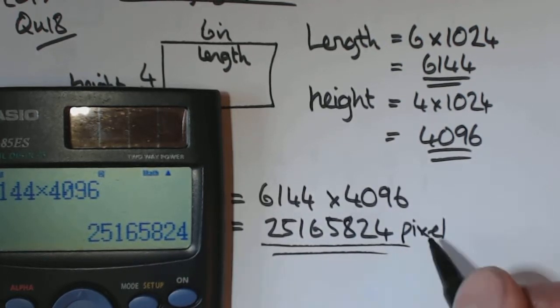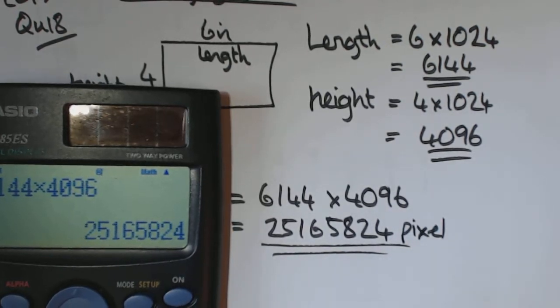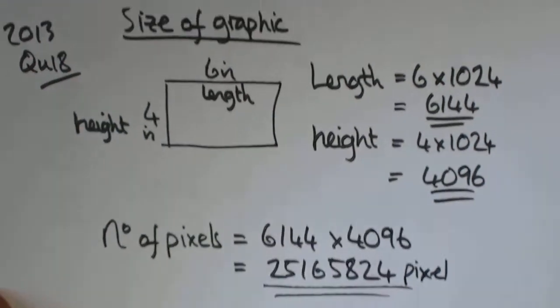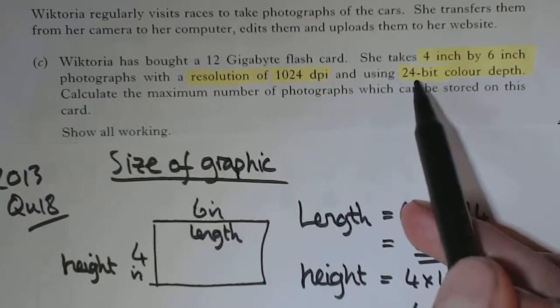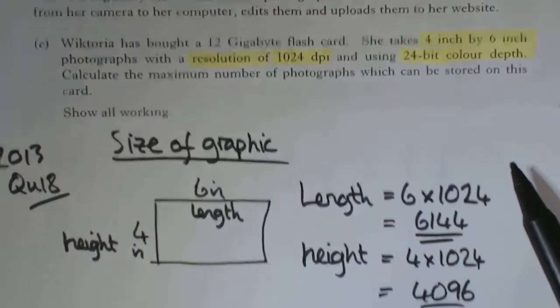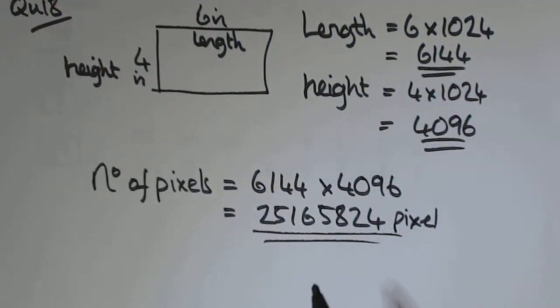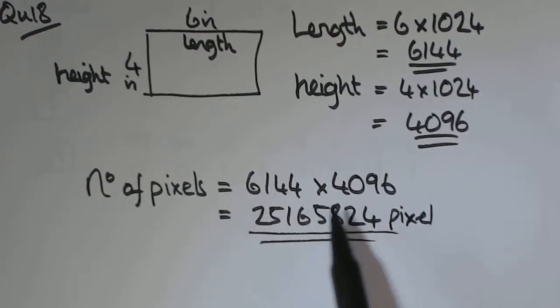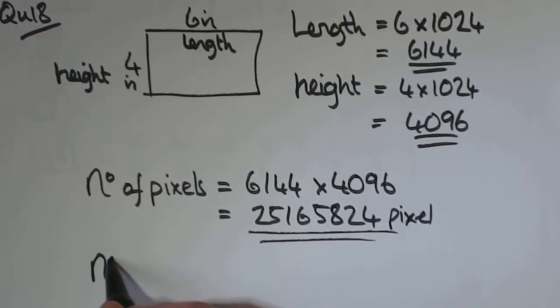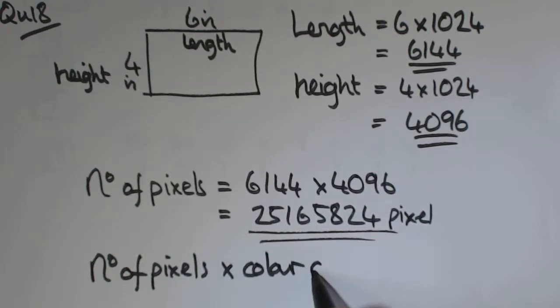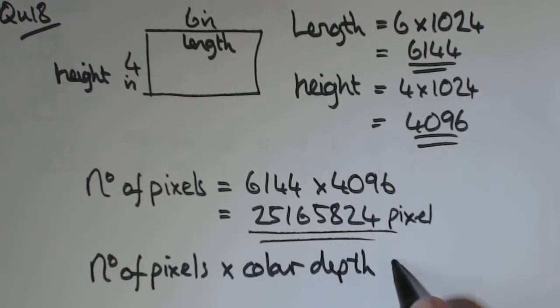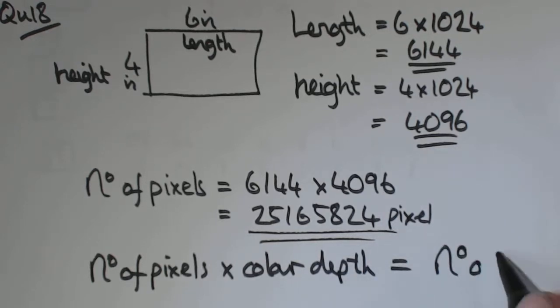Now, you're not finished there. Away in standard grade, if you're just calculating a black and white picture, the number of pixels was the number of bits. However, we need to use the colour depth. For each pixel, we require 24 bits. So to calculate the number of bits, we times the number of pixels by the colour depth. Number of pixels times colour depth equals number of bits.